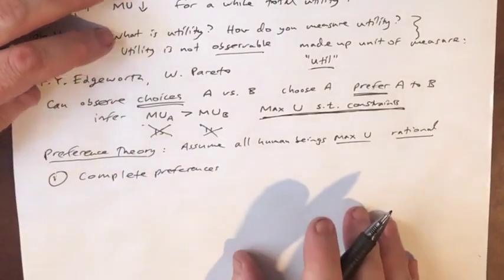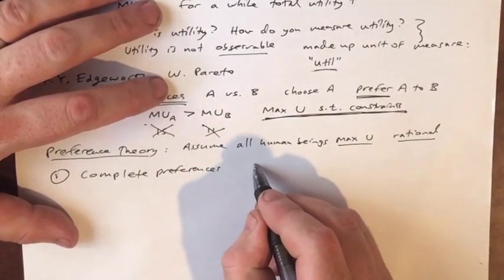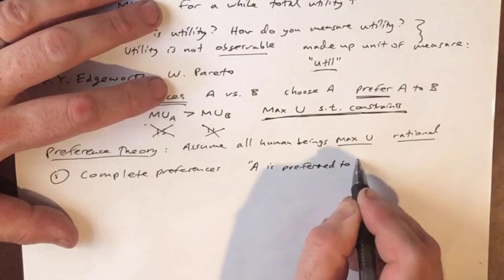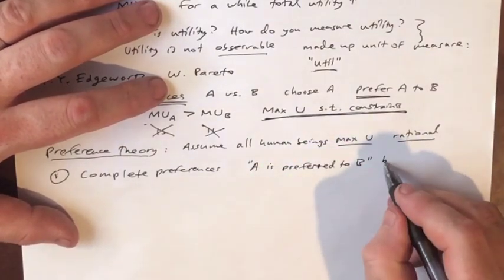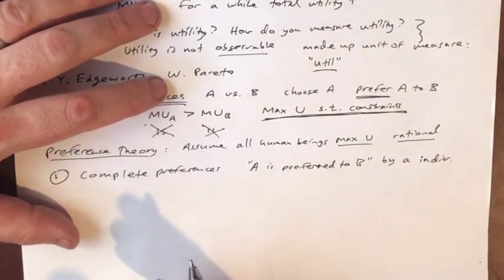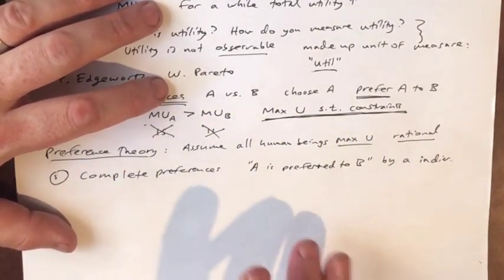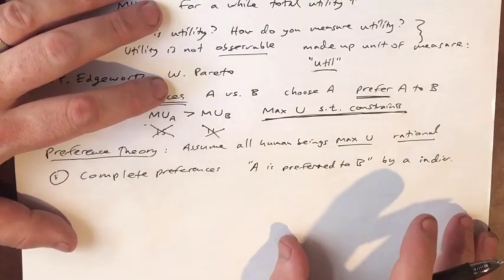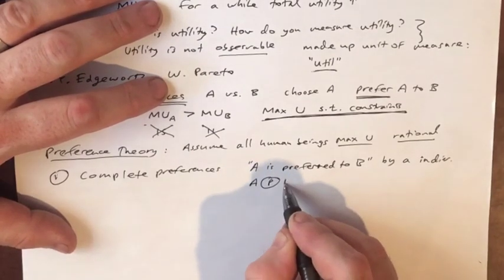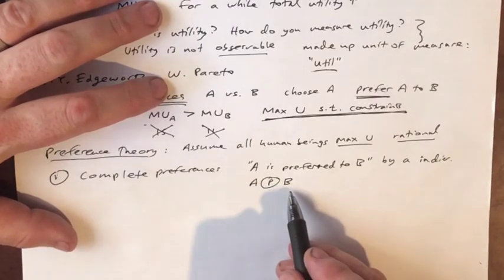Complete preferences. Okay, let me introduce some of the terminology. A is preferred to B, okay? That statement, what we mean is by a particular individual. Preferences are, of course, always unique to one person, right? Another person might share them, but we're not saying everyone has the same preferences. Far from it. We have different preferences. We just want a symbolic language, so we're going to do it like this. We're going to say A and then this P with a circle around it, and that stands for A is preferred to B, right?